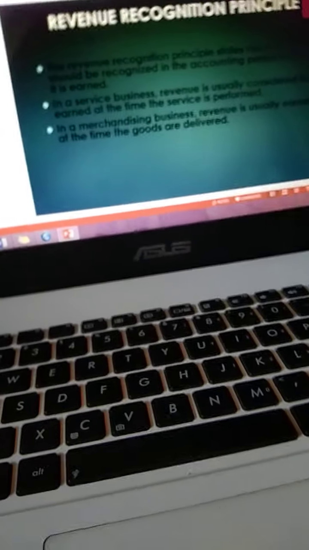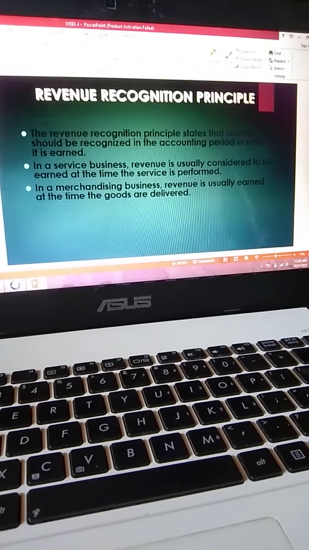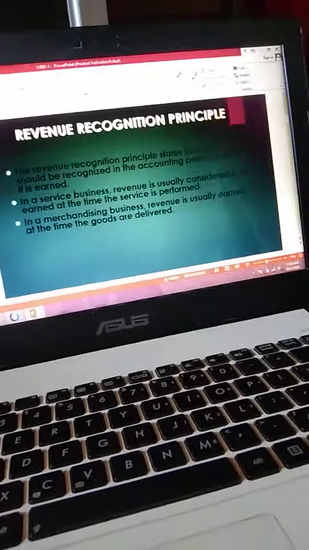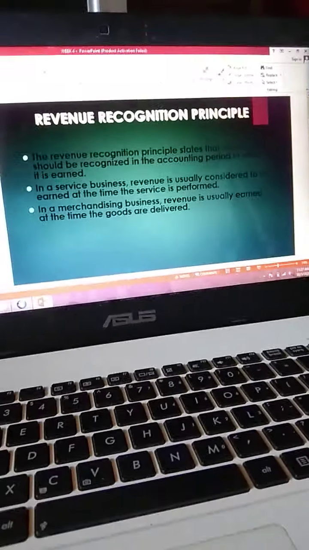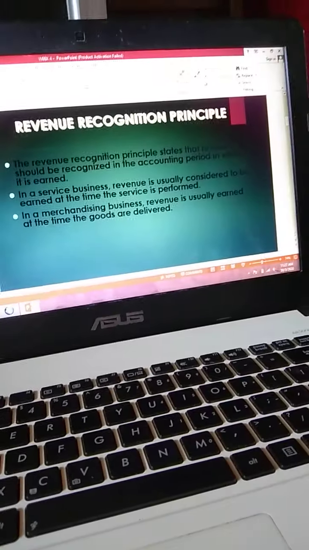Okay. Now I will proceed with the revenue recognition principle. For the revenue recognition principle, it is about what product you will sell later. Either you will sell a product or you will sell services, depending on the background of your business.